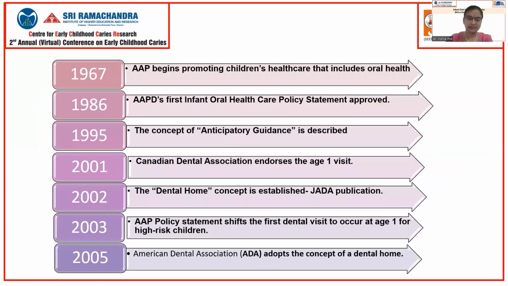It was in the early 1960s that AAPD began promoting oral health as a part of the child's general health. It was in 1986 that the American Academy of Pediatric Dentistry first approved the policy on infant oral health care. In 1995, the concept of anticipatory guidance was described, and in 2001, the Canadian Dental Association endorsed the first dental visit to be at age 1. In 2002, the dental home concept was established, and in 2003, the American Academy of Pediatrics shifted the first dental visit from 36 months to 1 year.